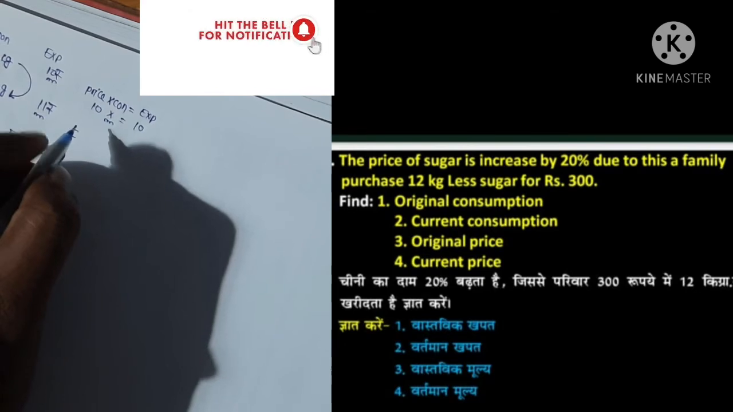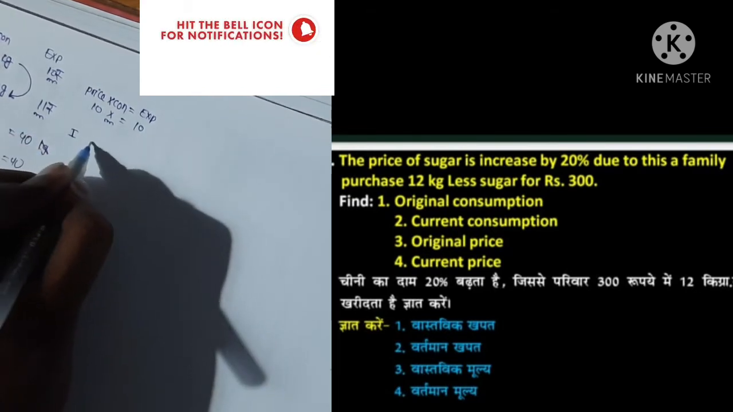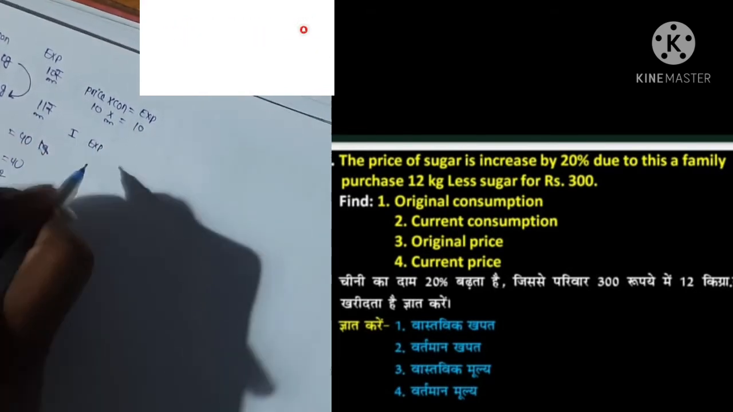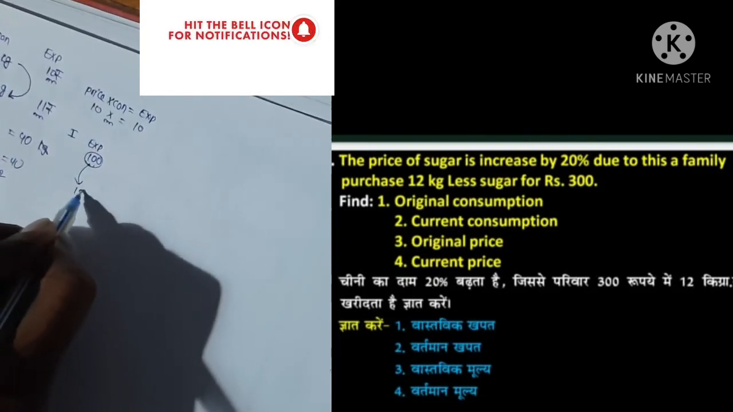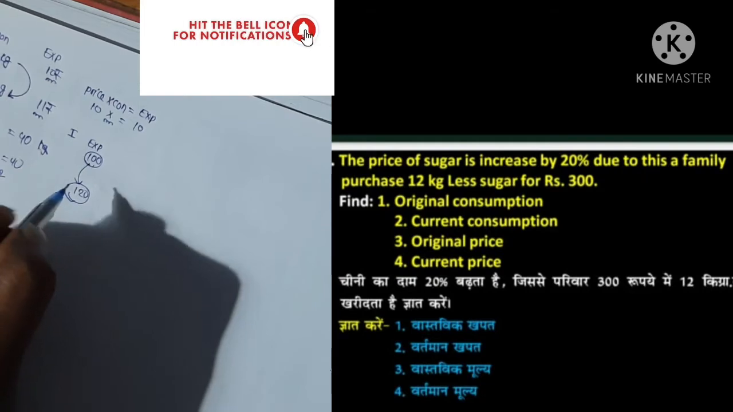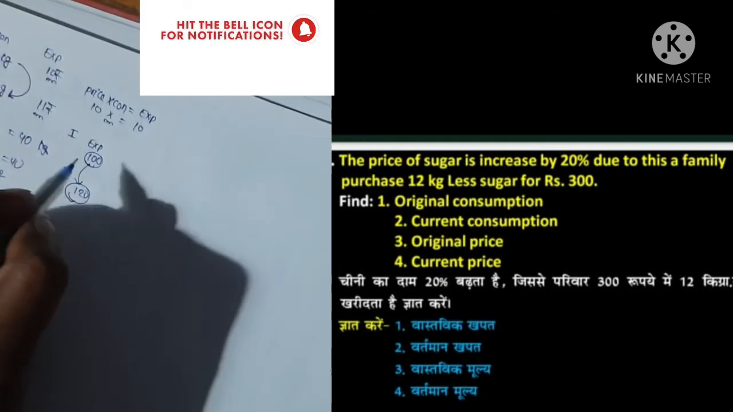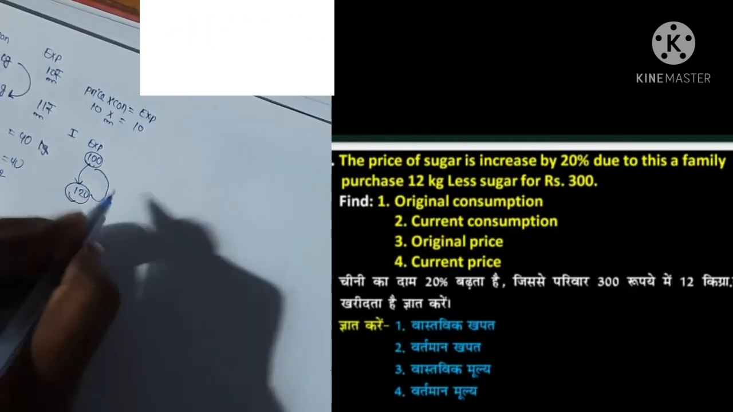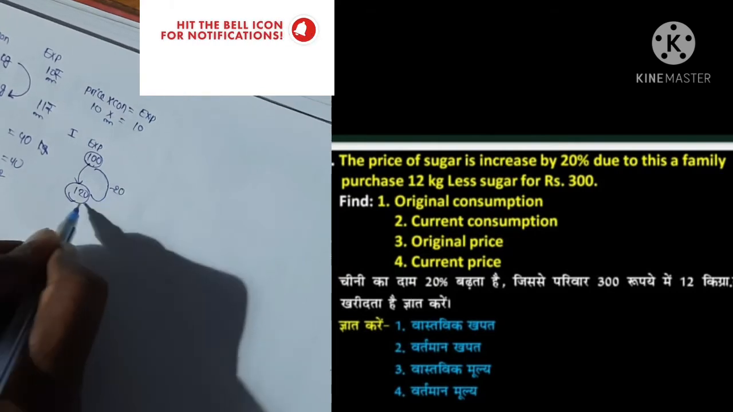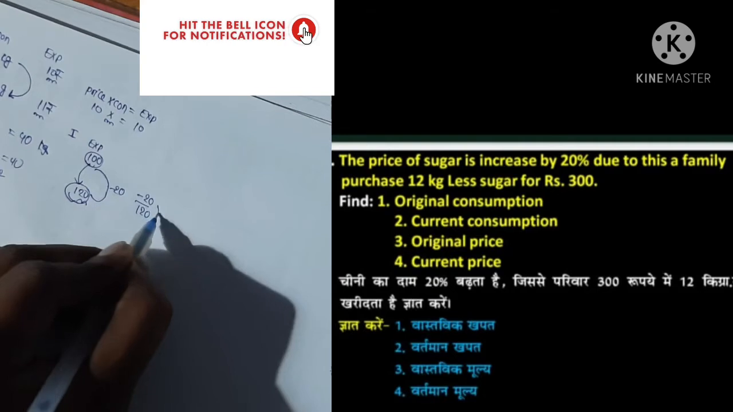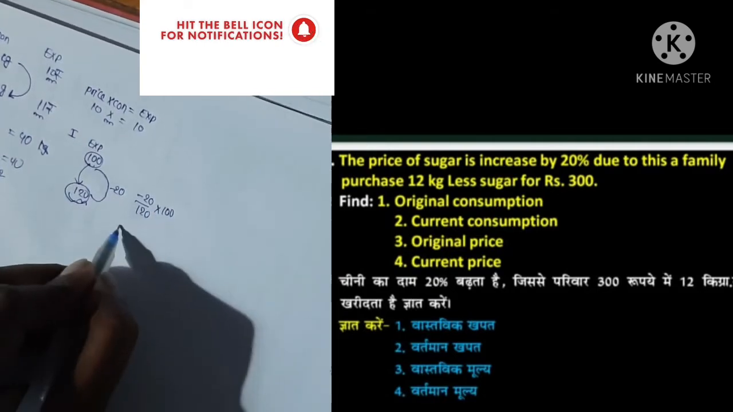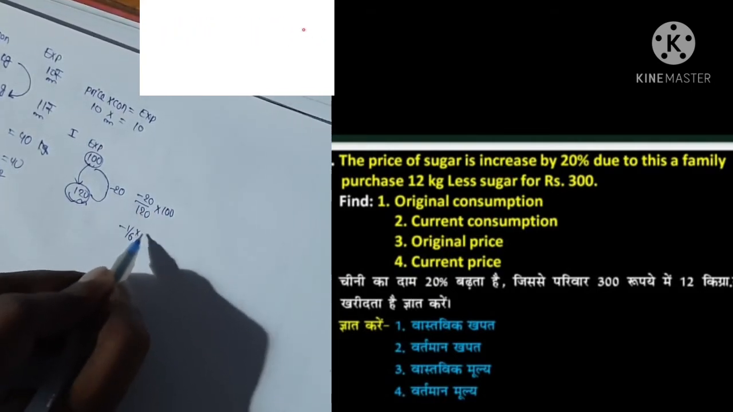So the price of sugar is increased by 20%. So take expenditure as 100. So expenditure is increased by 20%, that means 120%. Okay, here you have to decrease 20 from 120. So minus 20 by 120 into 100. So value is minus 1 by 6 into 100.